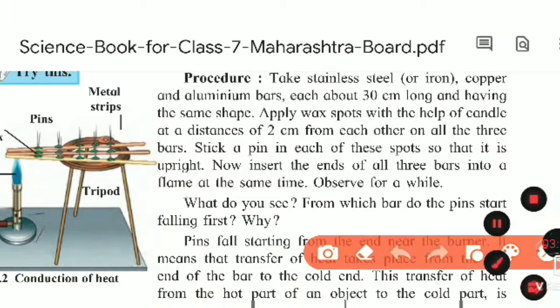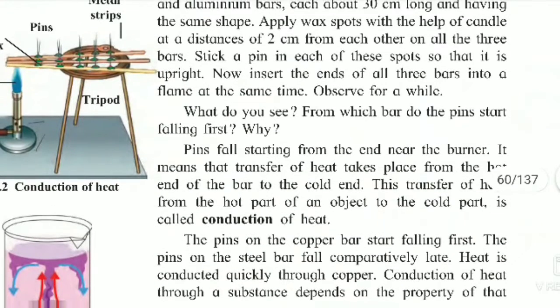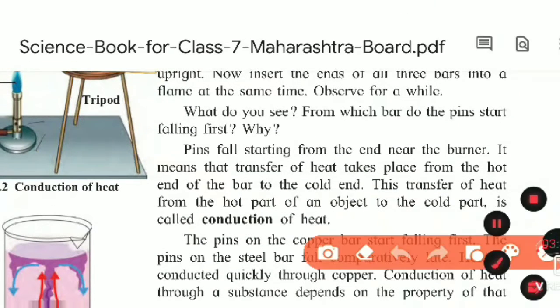Now stick a pin at each spot so that it is upright. Now insert the end of all three bars into the flame at the same time. Observe for a while. What do you see? From which bar do the pins start falling first? So here they tell you that pins fall starting from the end near the burner. From the end nearest the burner, the first pin falls.